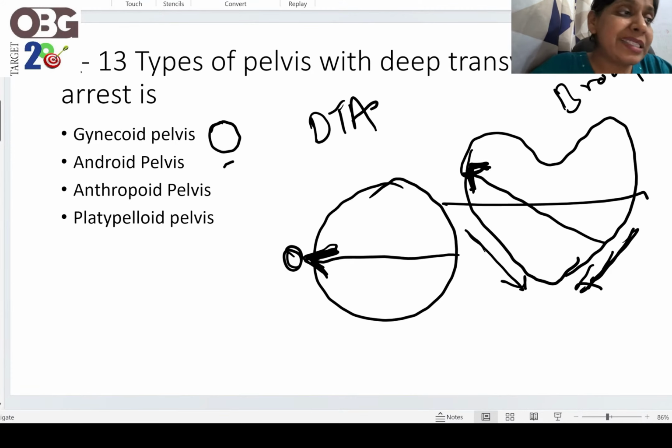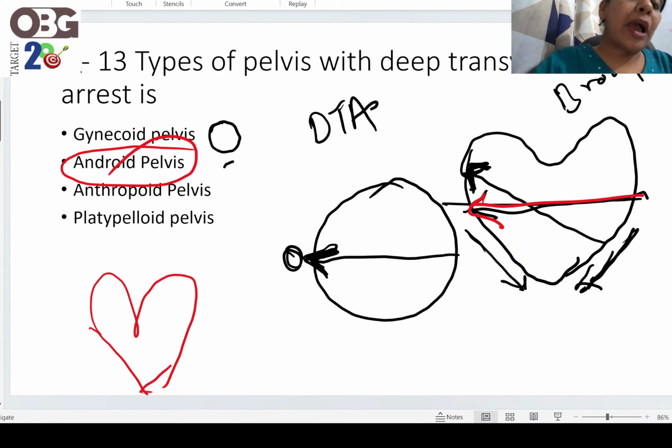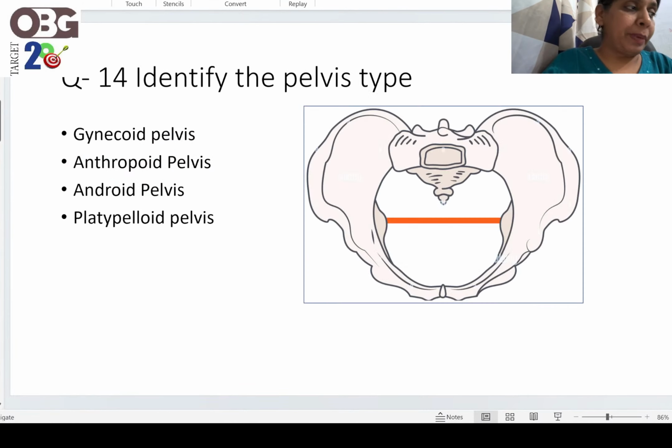Okay, so now when this head goes under internal rotation, it comes to this position, and then it gets obstructed. Here it gets arrested. So the answer becomes deep transverse arrest, because no pelvis other than this android pelvis is broad behind and narrow in front. It is only the heart shaped pelvis which is narrow in front and broad behind.